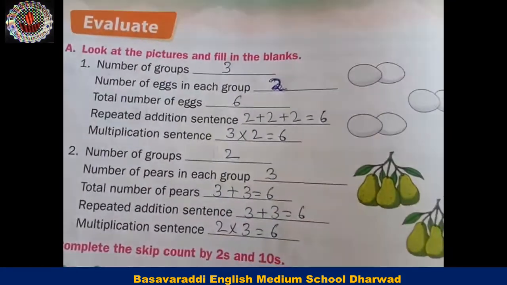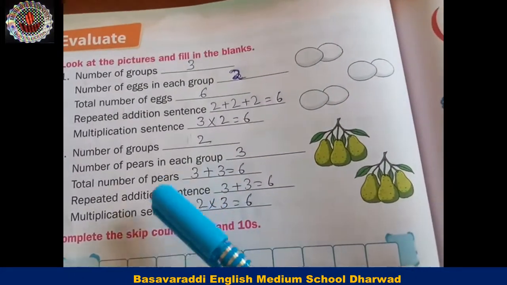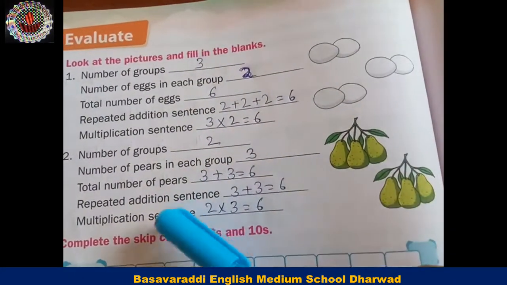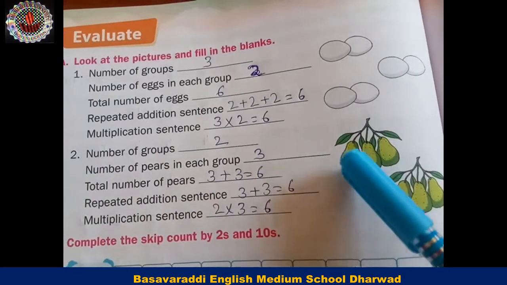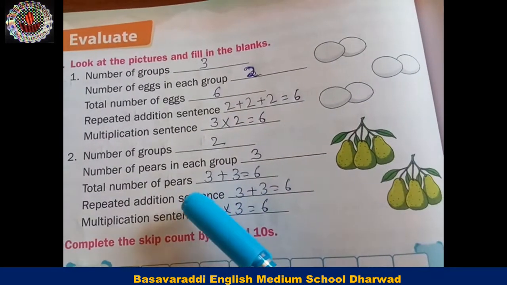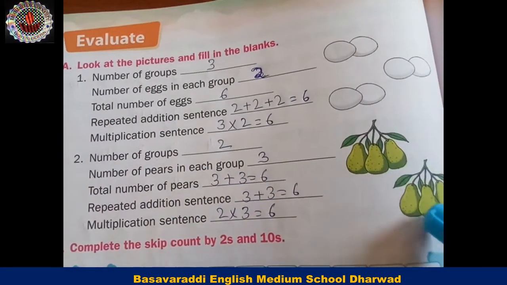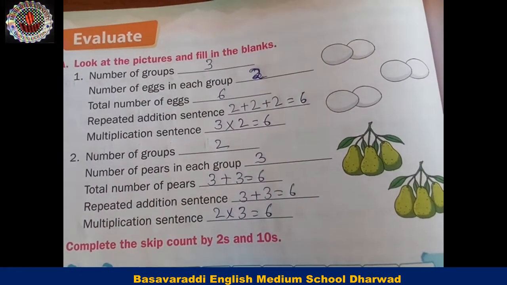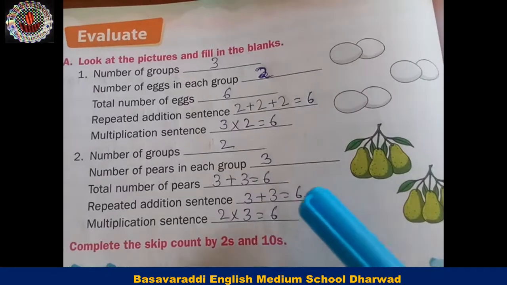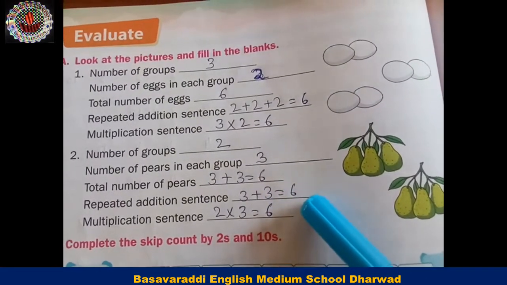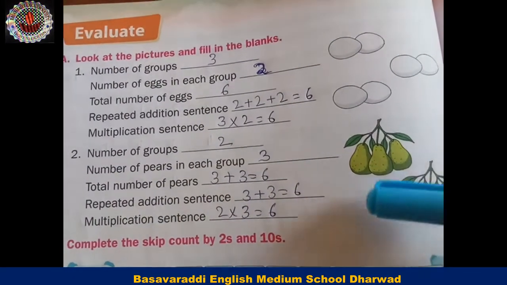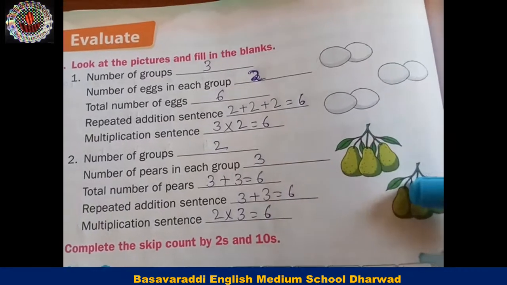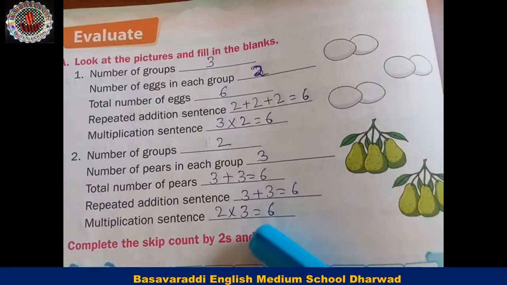Here there are pairs. How many groups? 1, 2. Number in each group: 1, 2, 3. Total number of pairs: 1, 2, 3, 4, 5, 6. Repeated addition: 3 plus 3 is equal to 6. Multiplication sentence: 2 groups of 3, so 2 times 3 is equal to 6.